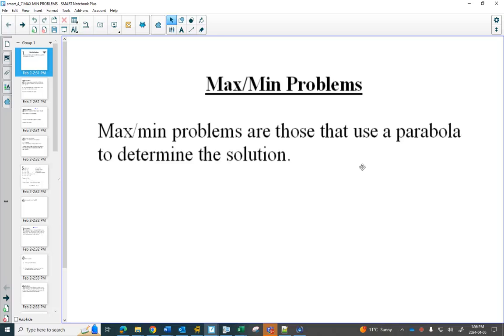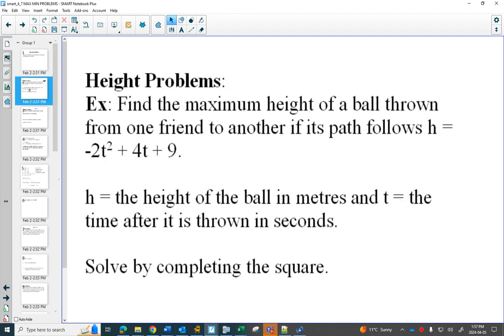So max-min problems are going to be a bunch of word problems where we use our quadratic functions and completing the square to find the solution. The reason we can use that with a parabola is that some parabolas open up, so their vertex is a minimum point, and some parabolas open down, so the vertex is a maximum point. So whenever a question asks you to find a maximum or a minimum, you're really concerned about something with the vertex.